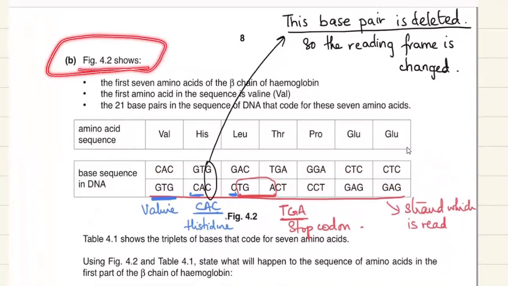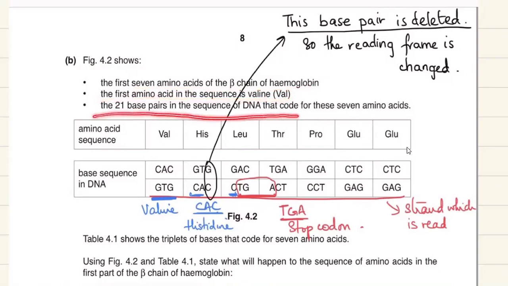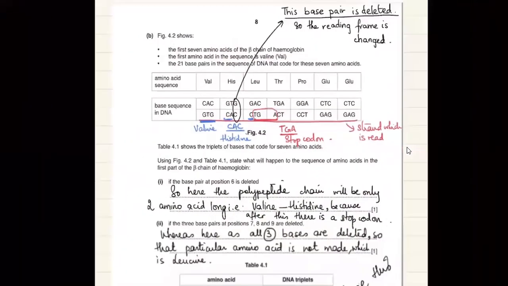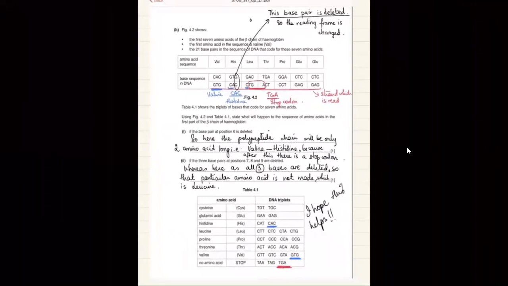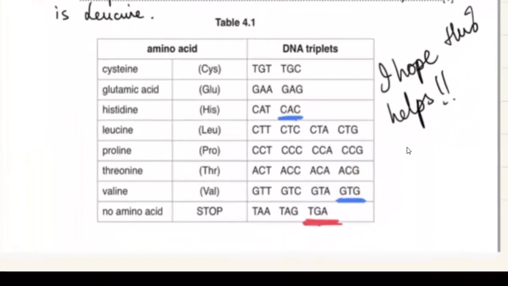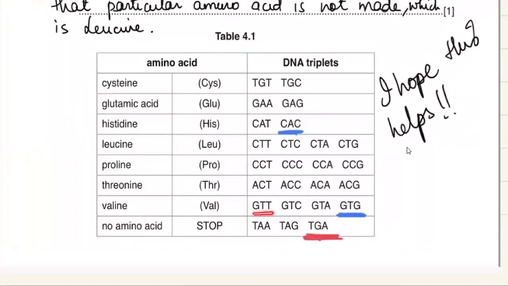Figure 4.2 shows the first 7 amino acids of the beta chain of hemoglobin. ठीक. The first amino acid in the sequence is valine. The 21 base pairs in the sequence of DNA code for these 7 amino acids. अच्छा. First valine है, बाकी का नहीं पता. बाकी, of course, they have left it to us so that we can decide. So if we very quickly go through this table to see कि valine का कौन सा code है, we will see that valine has the code GTT, GTC, GTA, and GTG.